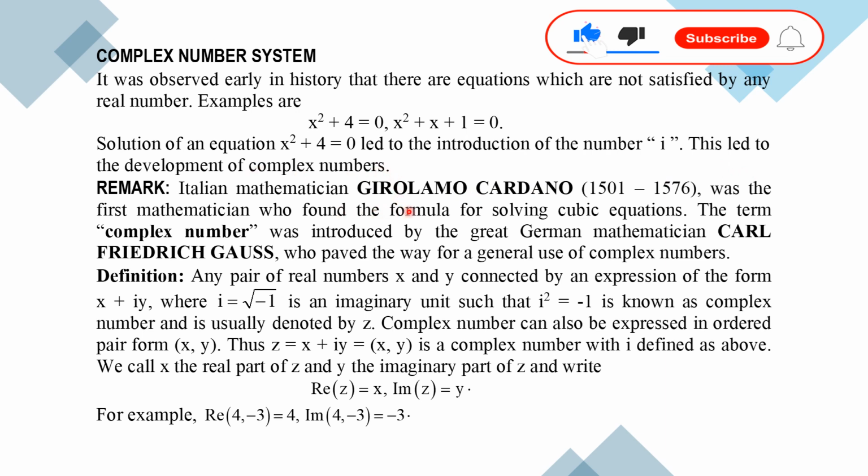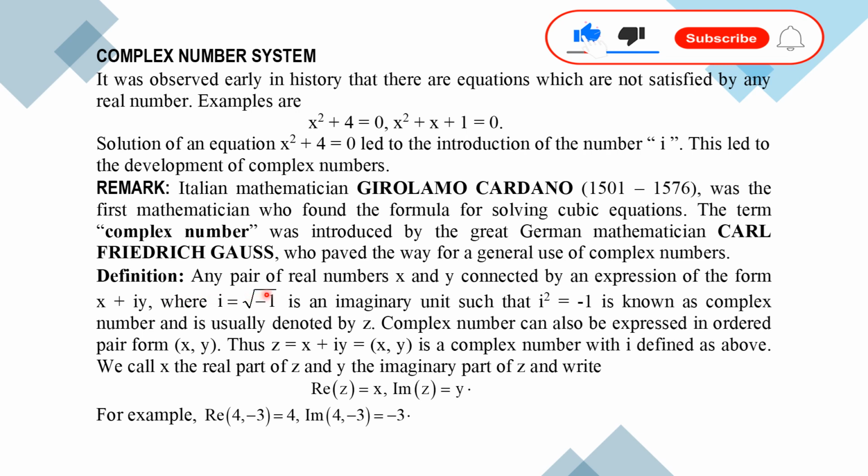The Italian mathematician Girolamo Cardano, in 1576, was the first who found the formula for solving cubic equations. The term complex was introduced by the great German mathematician Friedrich Gauss, who paved the way for the general use of complex numbers. Definition of the complex number.